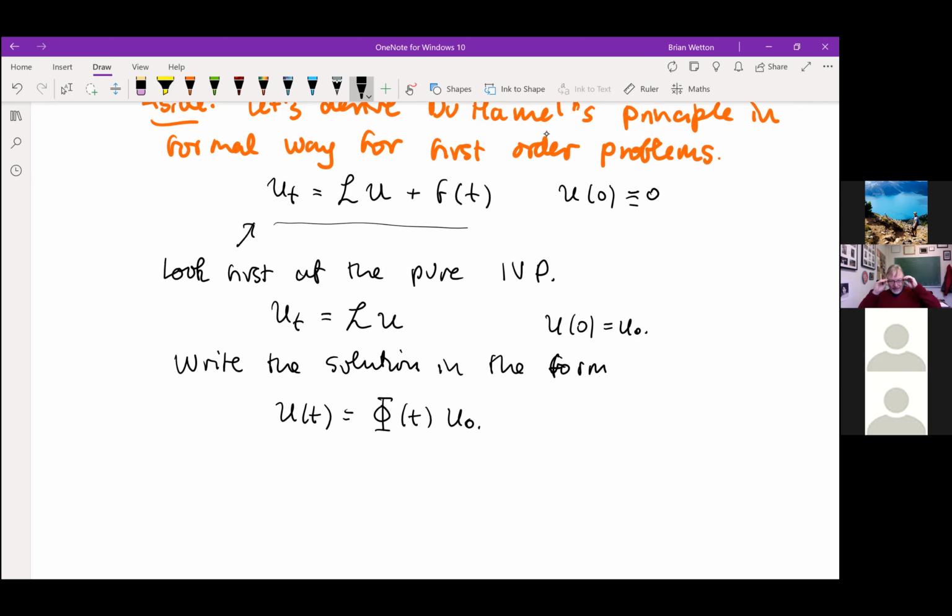Now again, let's just think about this. Now I've got no subscript on this phi because it's a first order problem. I don't have initial data for u and ut. I've just got initial data for u, so I know what initial value problem I'm looking at here. So let's just look at some examples of this process.